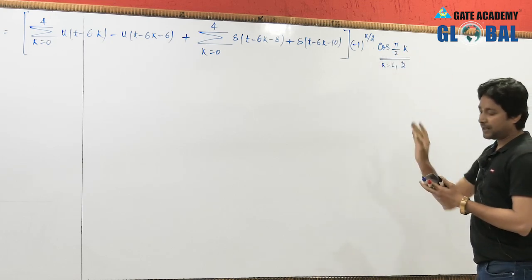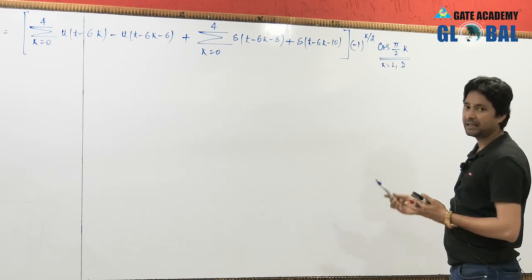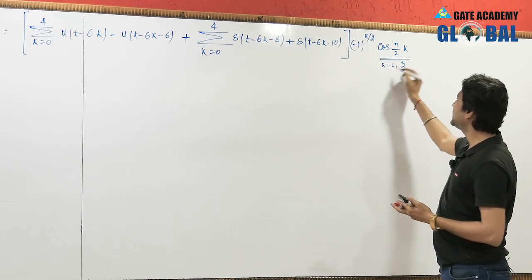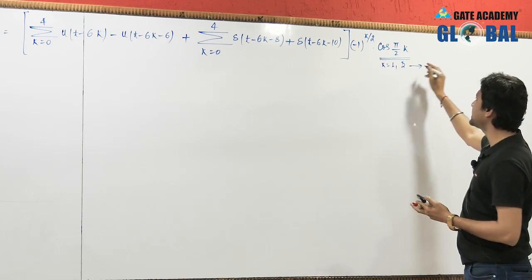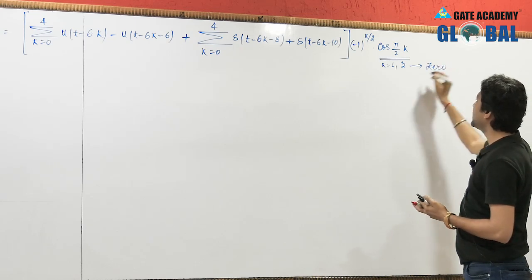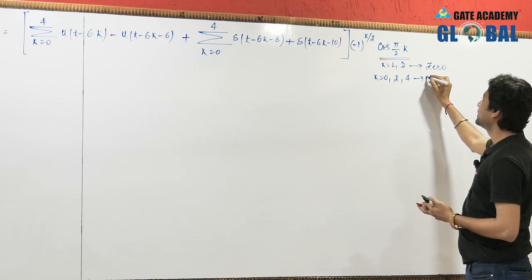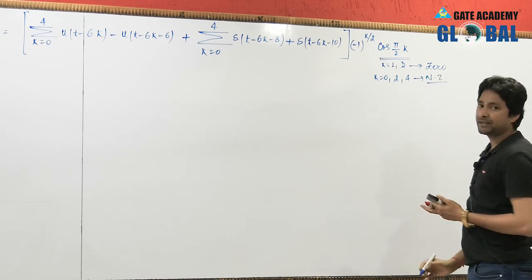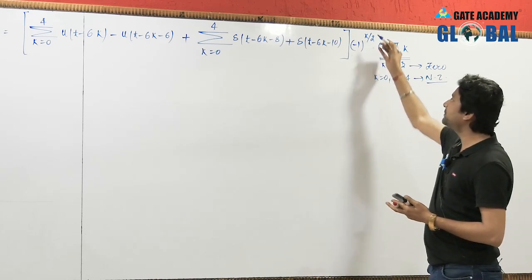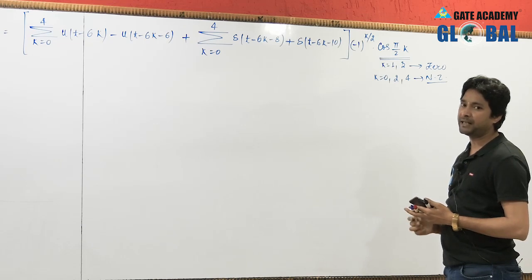Now, at k equals 1 and 3 the signal will be 0, and at k equals 0, 2 and 4 this signal will be non-zero. So whenever this signal is non-zero, what will be the value of this term? Minus 1 to the power k by 2.